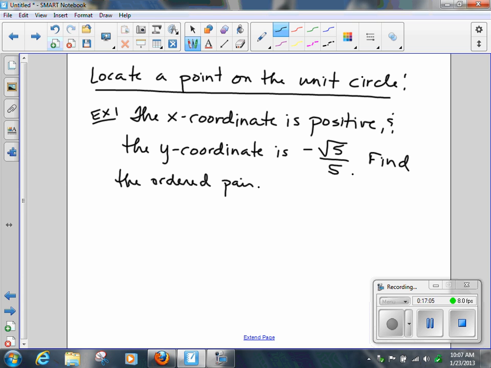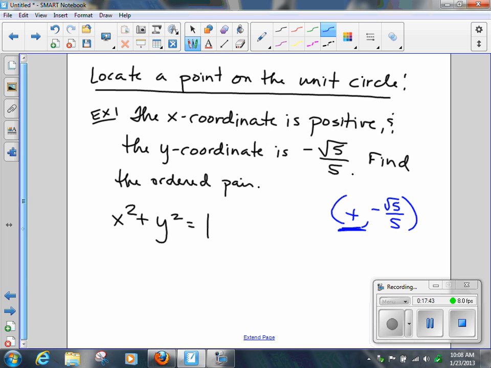Use the same little formula because that's all we have to use, right? So what am I going to use? X squared, you guys tell me, plus y squared is equal to who? 1. That's all we've got. Now, do you think it's important, because we've never seen problems that look like this before? The x coordinate is positive. I would write that off to the side, and it says the y coordinate is negative root 5 over 5. We're trying to find that positive root, and that's important.